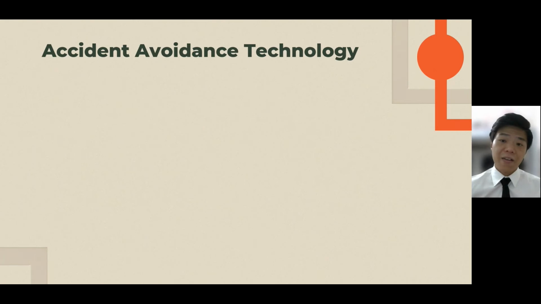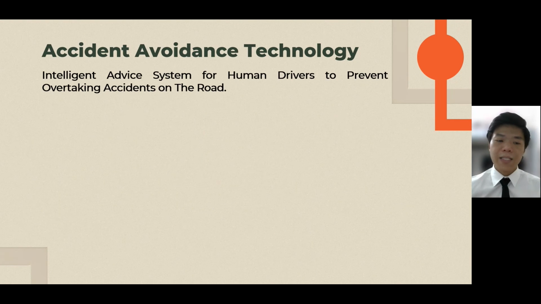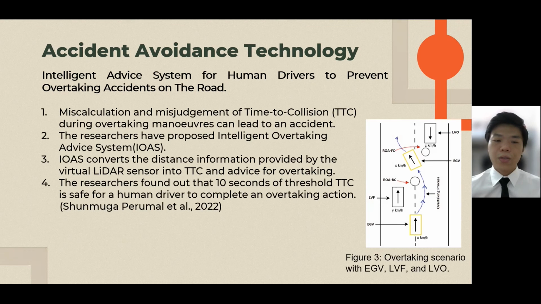So for accident avoidance technology, there's a paper named Intelligent Advice System for Human Drivers to Prevent Overtaking Accidents on the Road. So the researchers has found that the miscalculation and misjudgment of time to collision, TTC, during overtaking maneuver can lead to an accident. So they have proposed an intelligent overtaking advice system, IOAS. So the IOAS will convert the distant information provided by the virtual LiDAR sensor into TTC and advice for overtaking.